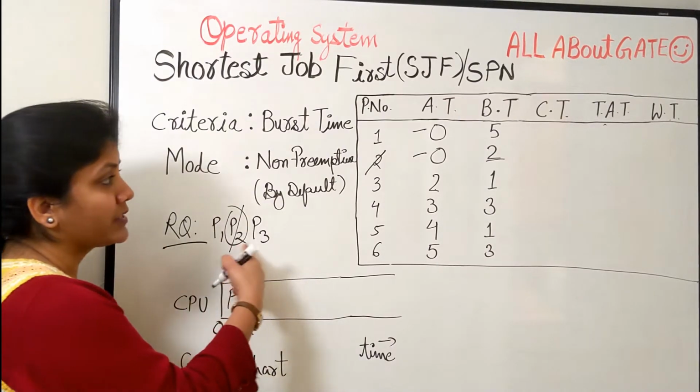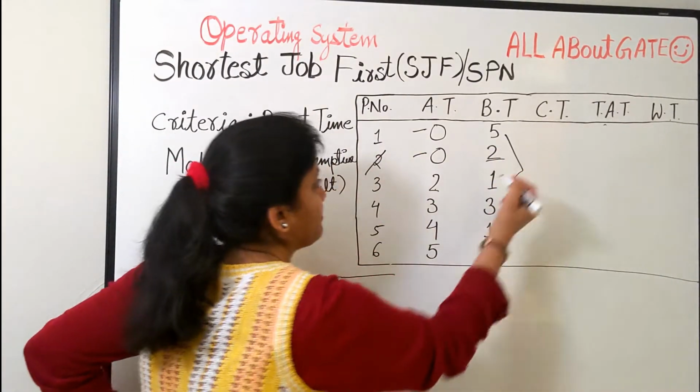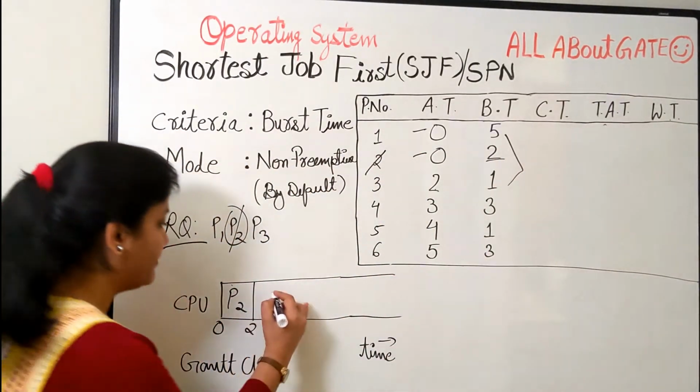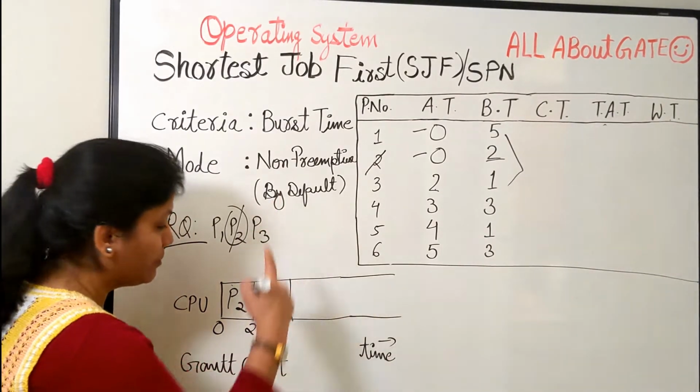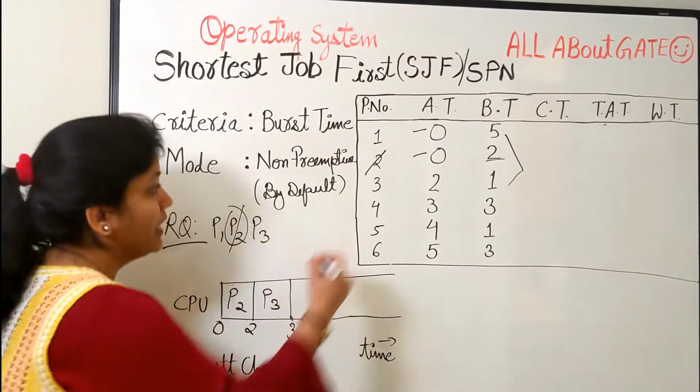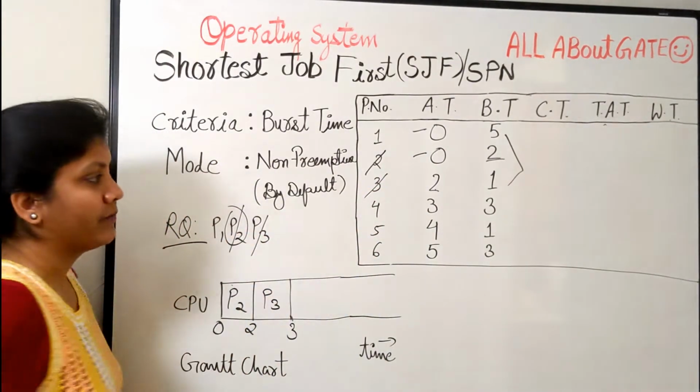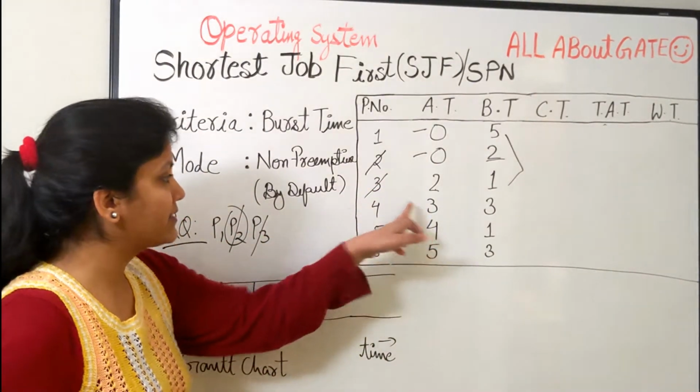We have these two processes. Now look at their burst times: 5 and 1. Which is smaller? Definitely P3. Schedule it for 1 burst, 2 plus 1, 3. P3 is over. Now by time 3, who else has come?